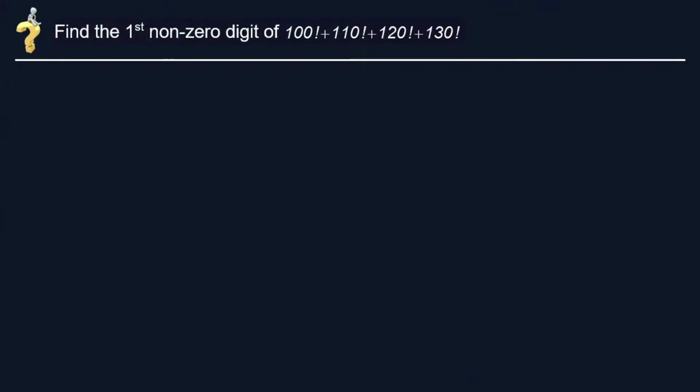Now let us move to the next problem. You see in this case what they have said? Find the first non-zero digit of factorial 100, factorial 110, factorial 120, factorial 130. Now think about it.